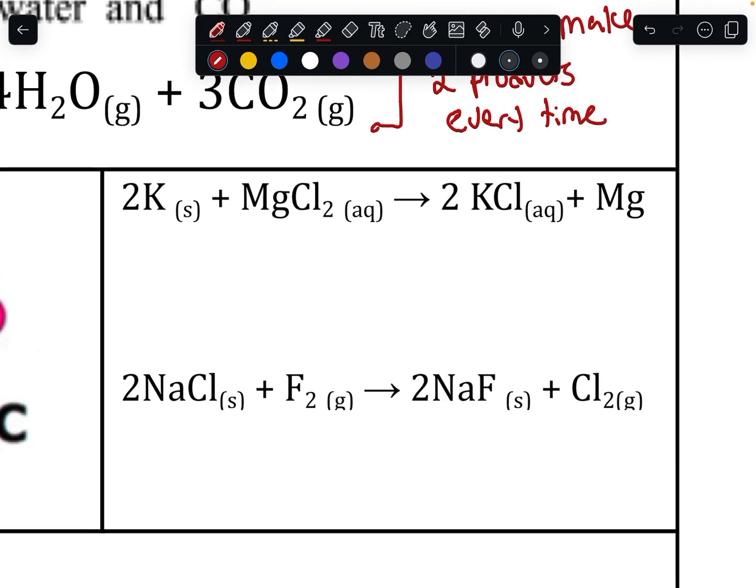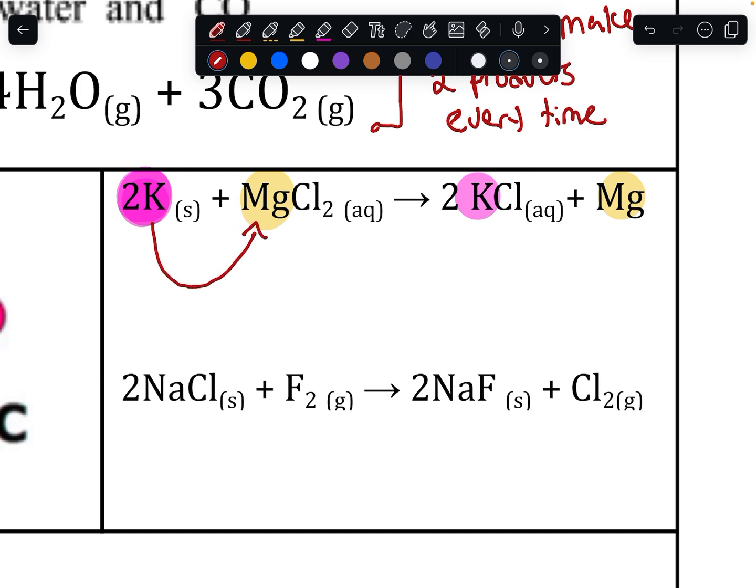So how does it look in chemical equation form? Let's say we start with this potassium here, and here is my metal magnesium. In these single replacement reactions, either a metal replaces a metal or a non-metal replaces another non-metal. What we can see that has happened here is we take potassium in its solid form, and that potassium is more reactive than the magnesium.